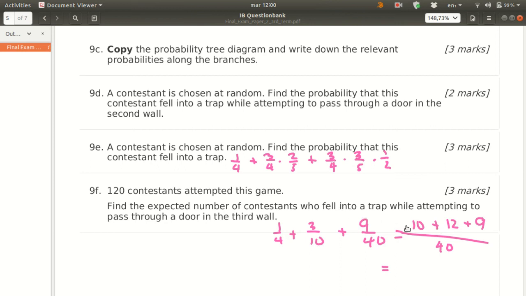Okay, 10 plus 12 is 22. That's what's not adding up. Okay, and then plus 9 is 31. So 31/40 would be the answer.